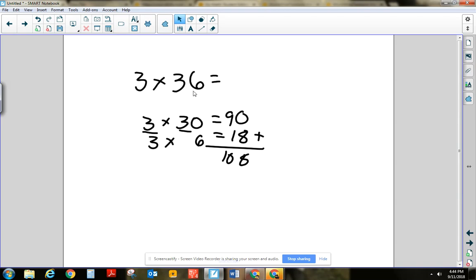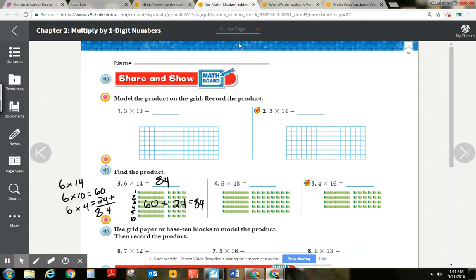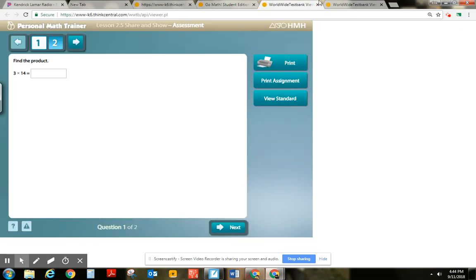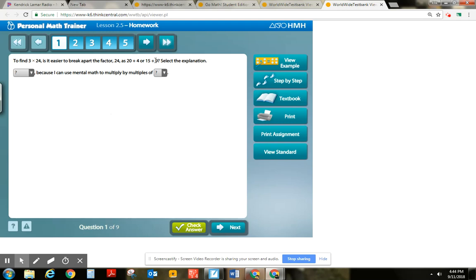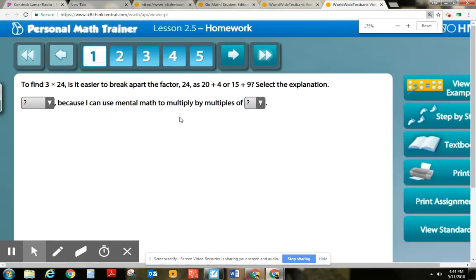So right away, I can just see these numbers by the place value. So this is really going to be a valuable thing as we move forward with lesson 2.6 tomorrow. All right, I know this is kind of long, so let me just really quick go through this one problem, and then you can be done. To find 3 times 24, is it easier to break apart the factor 24 as 20 plus 4 or 15 plus 9? Select the explanation.